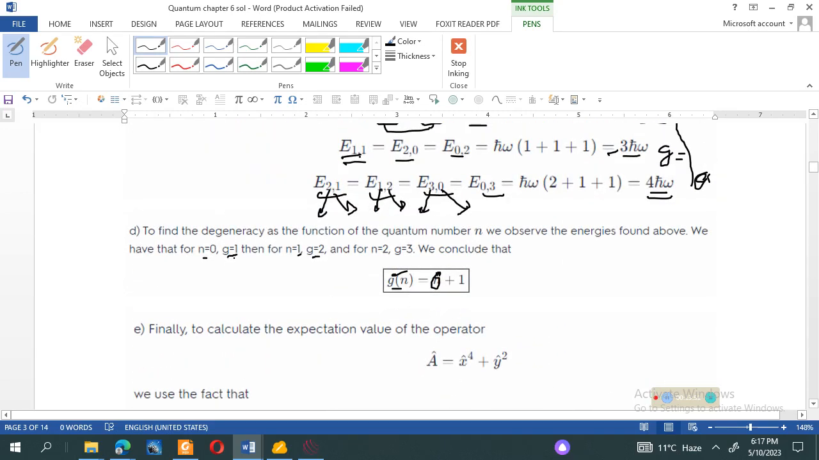Okay, from this expression you can write that g of n will be equal to n plus 1. If we have any value of n, this will give the degeneracy for any state, so thus you can find the degeneracy for any order.